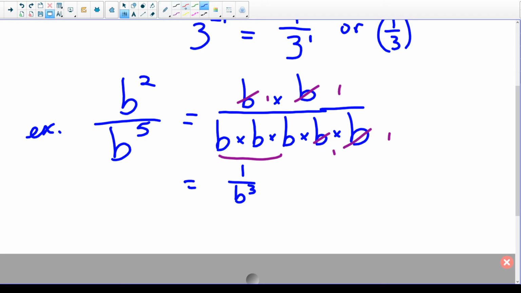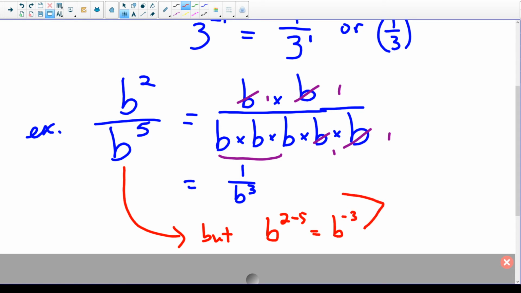But using a similar process that we did earlier, using the quotient law, we also get b to the 2 minus 5, which is b to the negative 3. And that means that this and this have to equal each other. It's that a equals b and b equals c, therefore a equals c scenario again. We started from the same starting point, and we ended up with 2 different answers using 2 different proven techniques. Therefore, those 2 different answers have to equal each other.